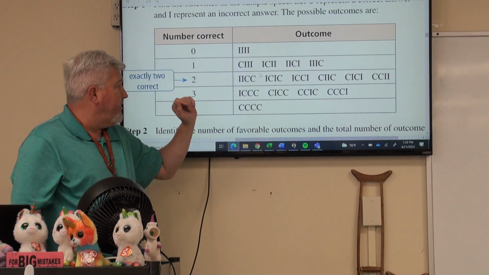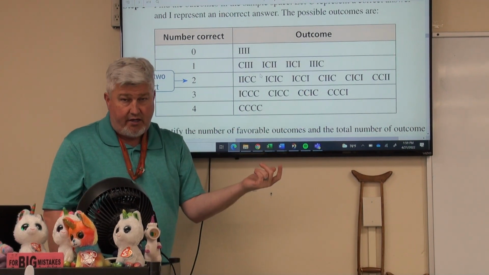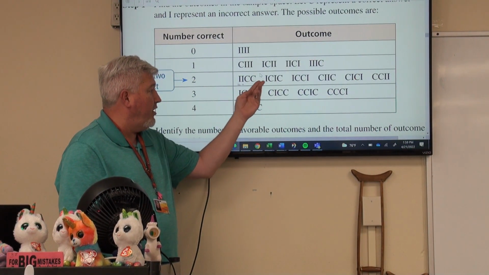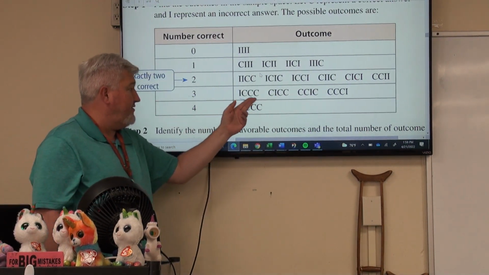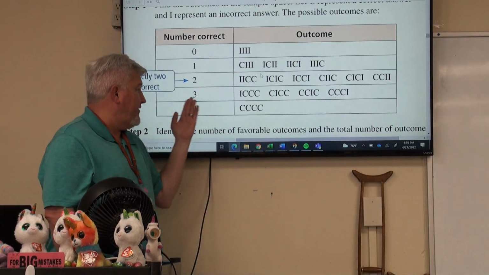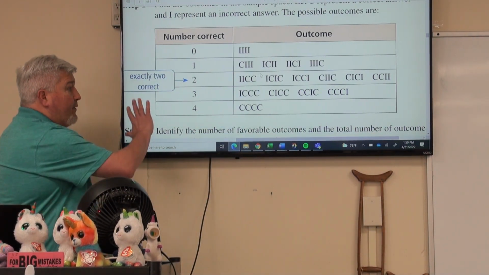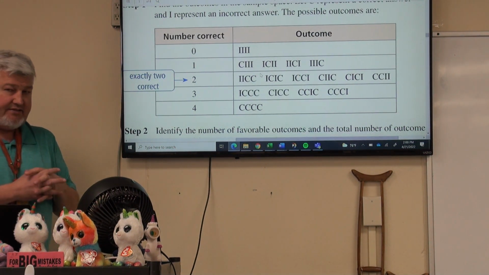The next group is getting 2 correct answers, and they've listed all those options. I'm not going to read all of those, but those indicate again 2 questions correct, 2 questions wrong in each possibility. 3 would look like this, and then finally 4 obviously is all 4 C's. They got all 4 correct. So our sample space, how big is our sample space, Mr. Vries?